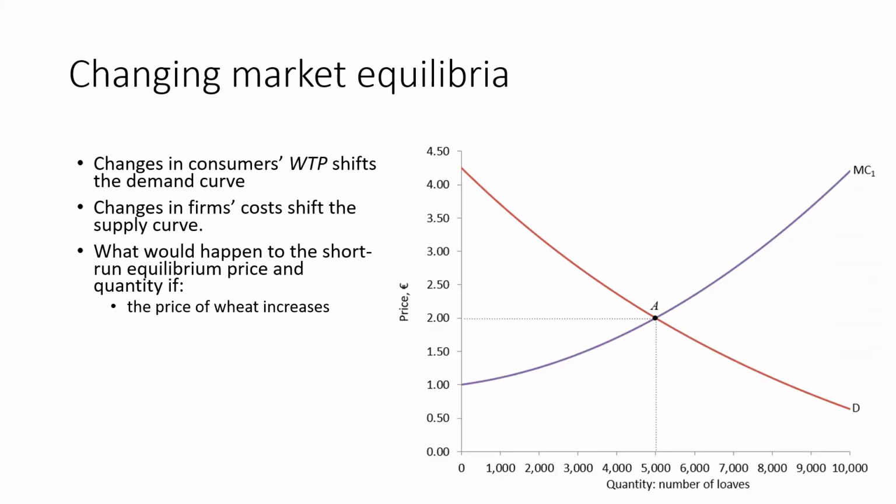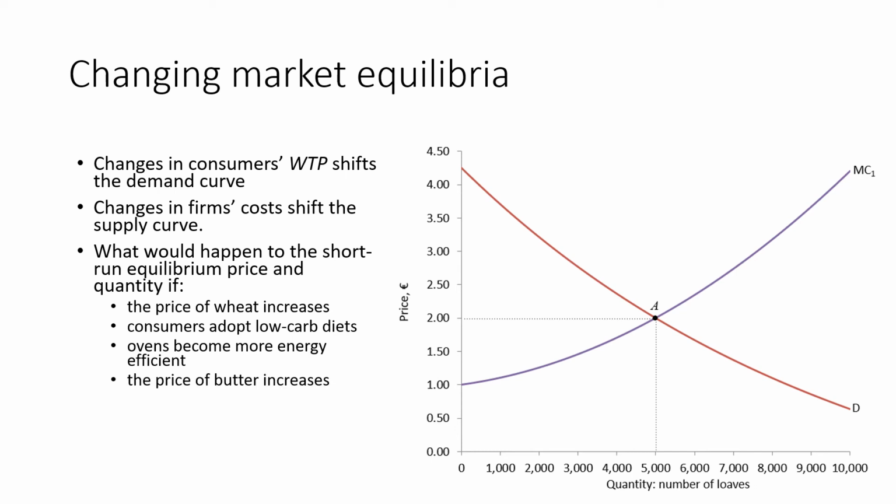What would happen if consumers adopt low-carb diets? What would happen if ovens become more energy efficient? Or what would happen if the price of butter increases? Here you might have to assume that bread and butter are complements. So when the price of butter increases, it might reduce demand for bread, since if you don't want any butter to put on your bread, you might not want to buy the bread.